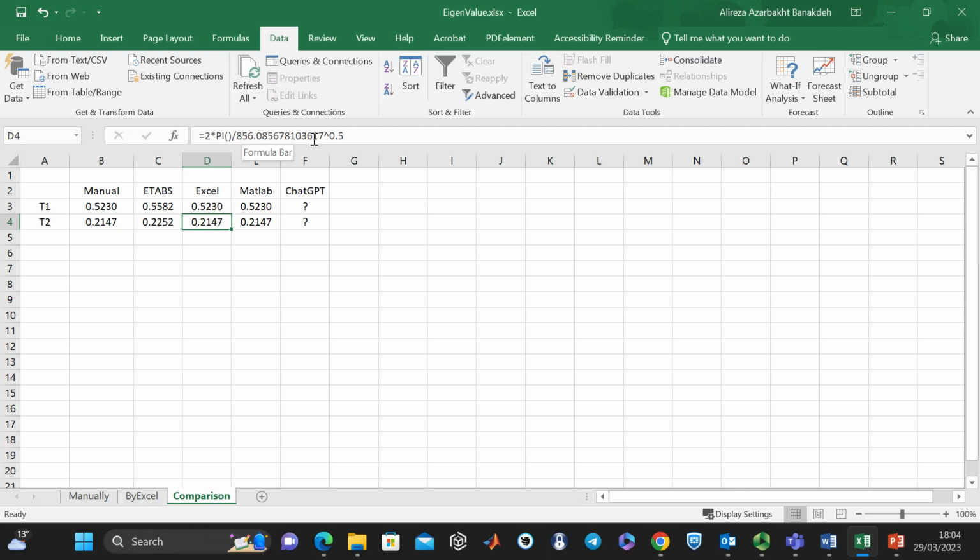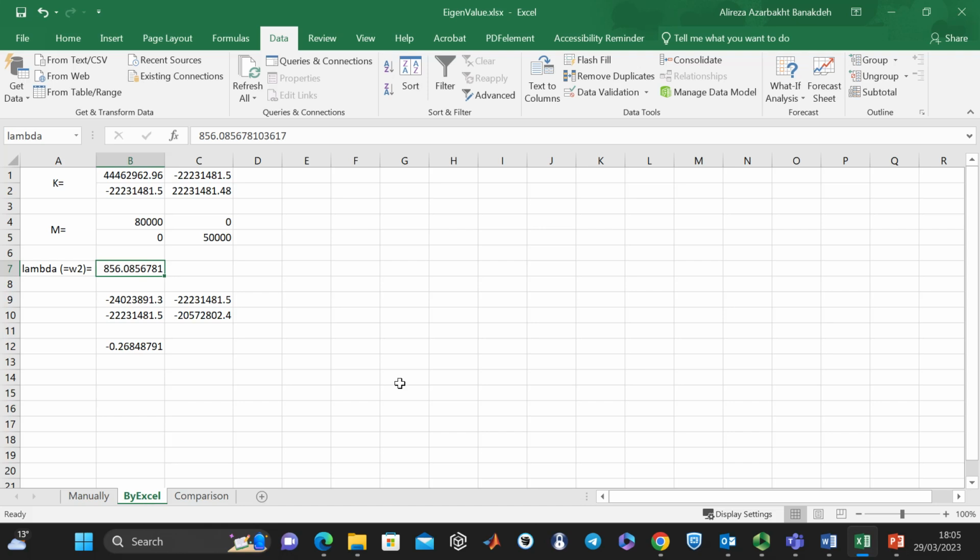As you see, just copy this from the previous sheet, and this is omega squared. This is omega, and 2 pi over this is the T2. Again, I emphasize that these two values are identical to these two coming from the manual calculation, but they are both different from the ETABS, as I mentioned before, because the ETABS stiffness matrix is different somehow, but they are very close together.